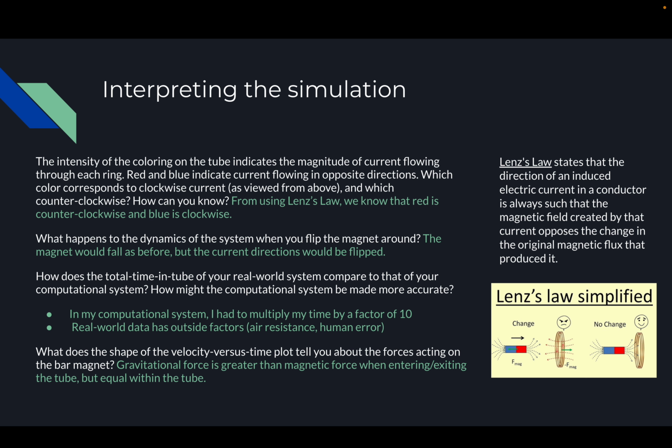How does the total time in tube of your real-world system compare to that of your computational system? How might the computational system be made more accurate? Like I showed you earlier, in my computational system I had to multiply my time by a factor of 10, so it was going much faster than it did in the real world. We just had to make that slight change, and then it aligned pretty well. And then real-world data has outside factors like air resistance and human error from using a stopwatch that could have affected the time.